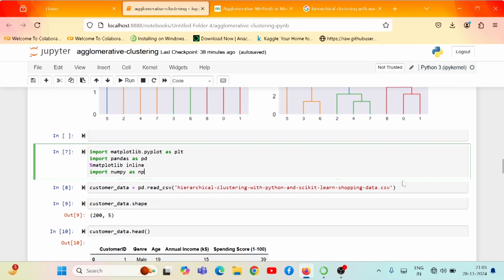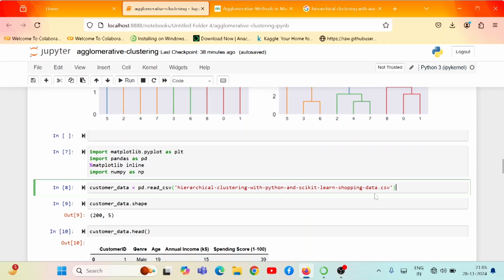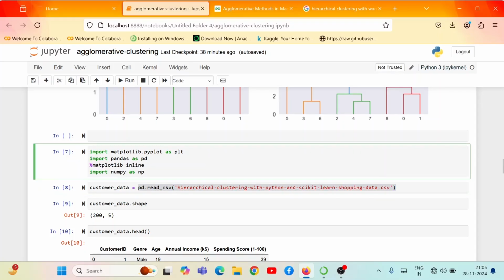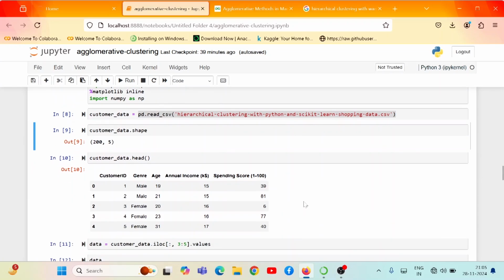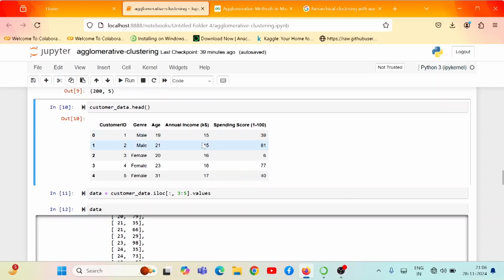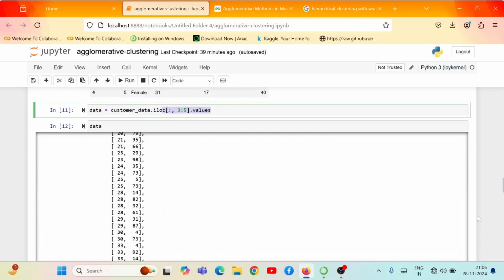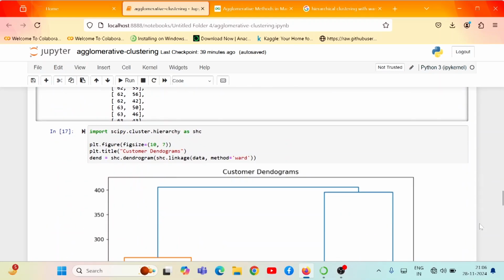Now let us take one example. Here is one dataset I took, a CSV comma separated value file, that we read by using the pd.read_csv method, and the shape of this data frame is 200 by 5, right? So 200 rows and 5 columns. To have a glance, I have used the head method. Here we have 5 columns: one is the customer ID, then gender, then age, annual income, and then spending score, right? For doing this agglomerative clustering, I am taking the last 2 columns. This is the data corresponding to the last 2 columns.